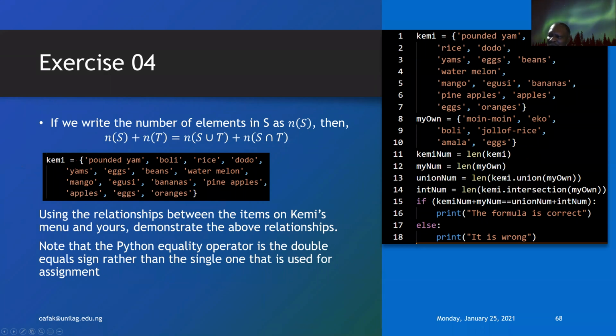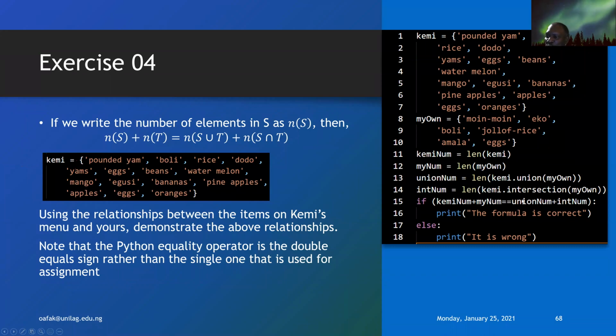When we take the length of Kemi, we call it Kemi norm. We take the length of my own, we call it my norm. We take the length of the union, we call it union norm. We take the length of Kemi intersection with my own, we call it intersection norm. And then we now check whether Kemi norm plus my norm is equal to union norm plus intersection norm. This is a proper equality sign.